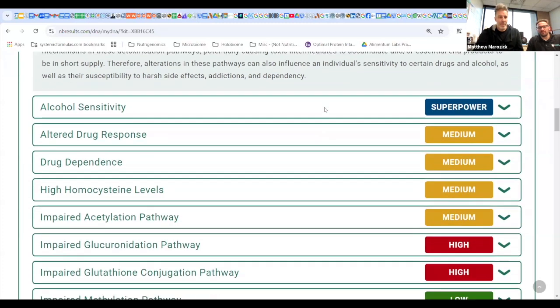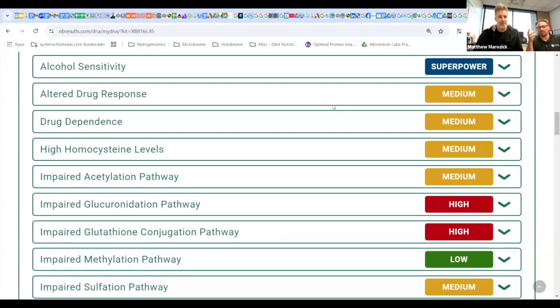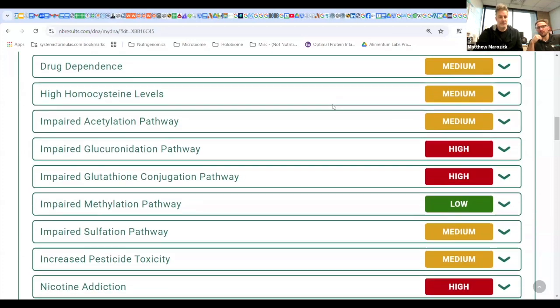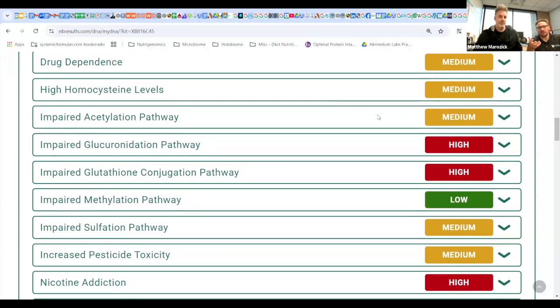Yeah. And these things are so important because maybe 20 years ago, you wouldn't have to worry as much about your detox genes, but now you cannot get away from these things.